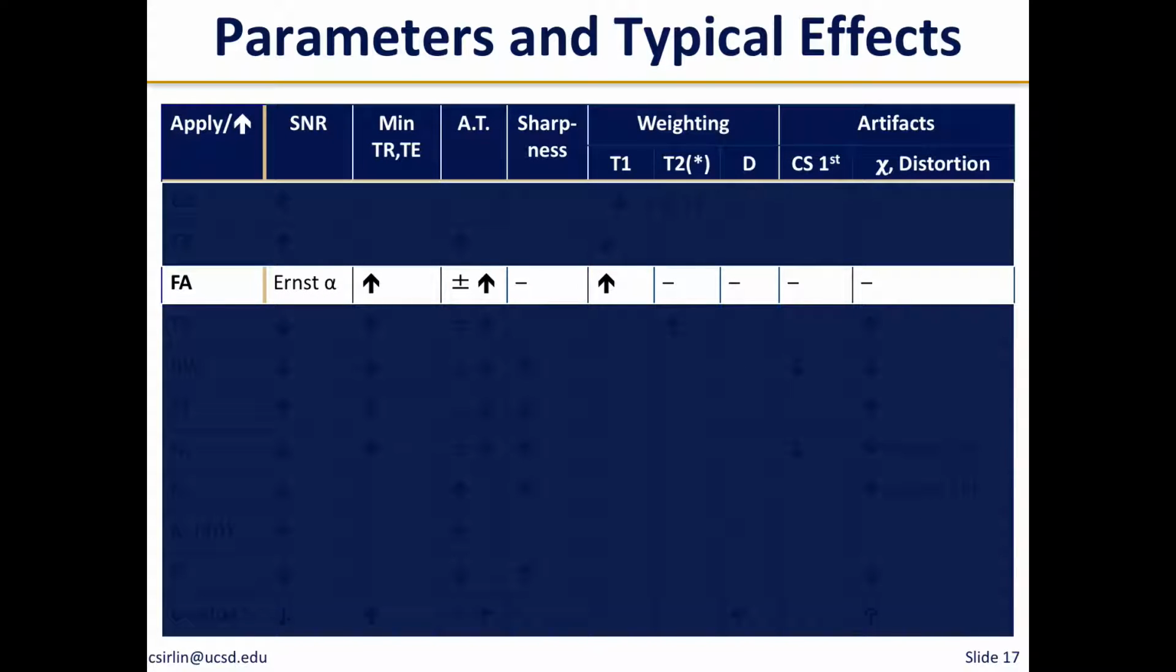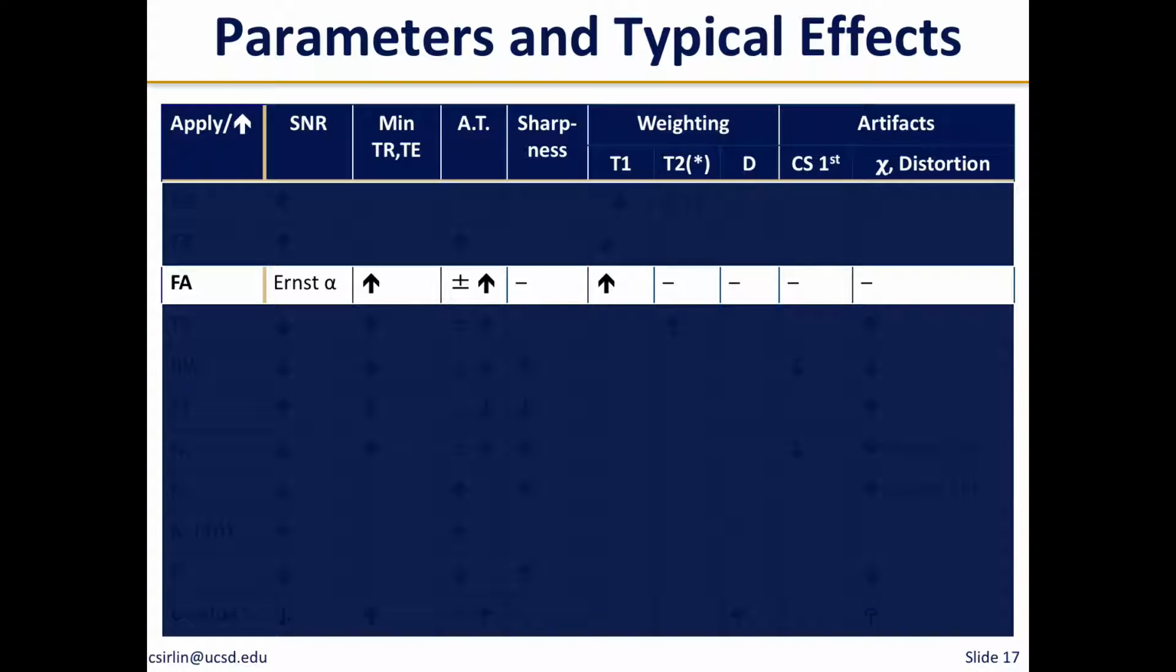Flip angle. When you increase your flip angle, your signal-to-noise increases until you get to the so-called Ernst angle. We'll talk about that later. And then your signal-to-noise goes down. So there's an optimal angle called the Ernst angle or optimal flip angle that will maximize your signal-to-noise.